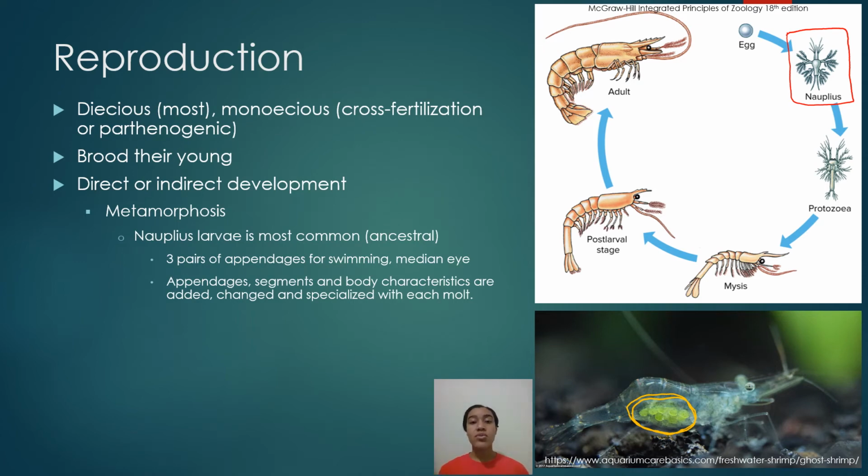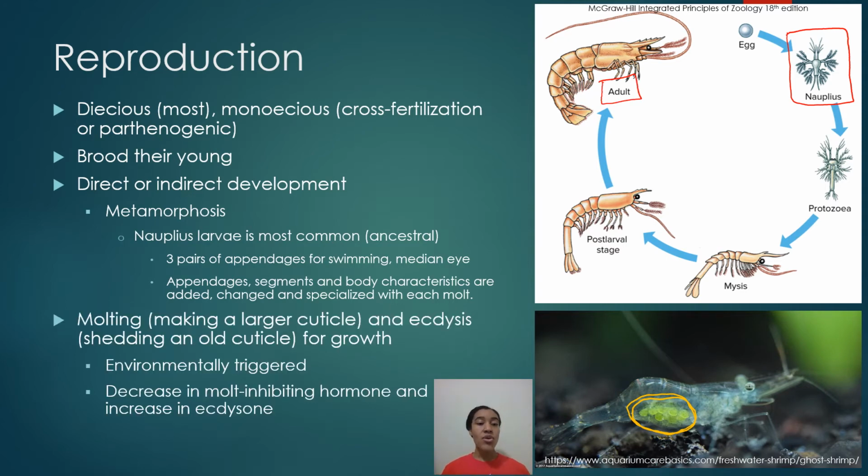And then as the larva is undergoing growth, it will go through a series of molts. And with each molt, it will gain another type of appendage. And the appendages that it gains will become specialized and changed into the appendages that it needs as the adult. So as we're going through the process, eventually we'll get to the adult form that is familiar to us that we know of. Whether the crustacean undergoes direct or indirect development, they still have to undergo molting and ecdysis.